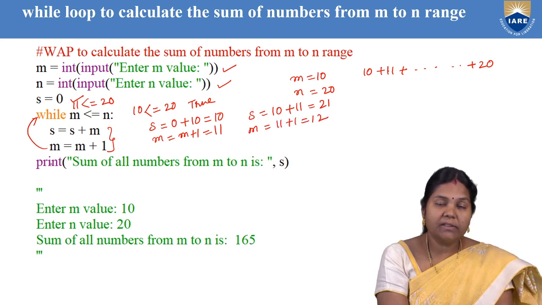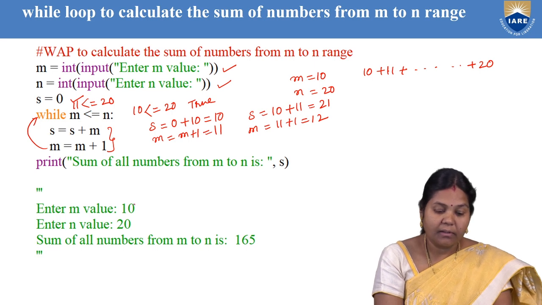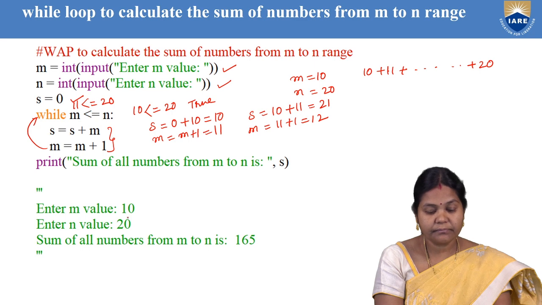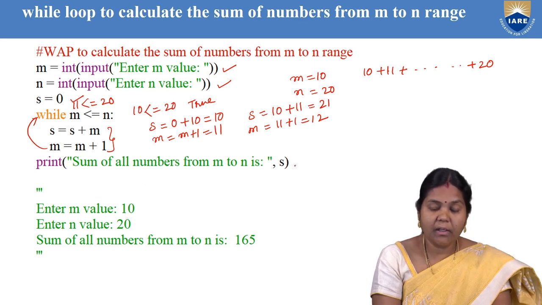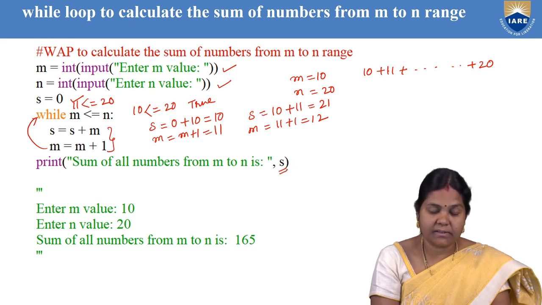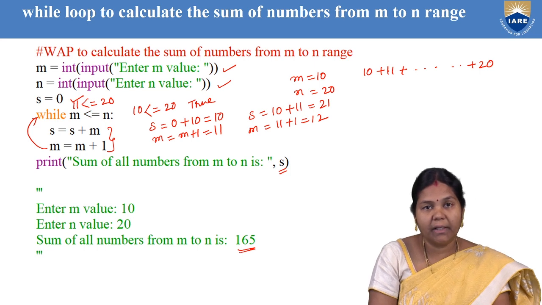So this loop is continued for 10 times. When m becomes 21, the condition becomes false. After that, we print the sum of the numbers from the m to n range, which is the value collected in the variable sum. So here the output of 10 plus 11 up to 20 is 165. So this is the way a while loop is used in Python.